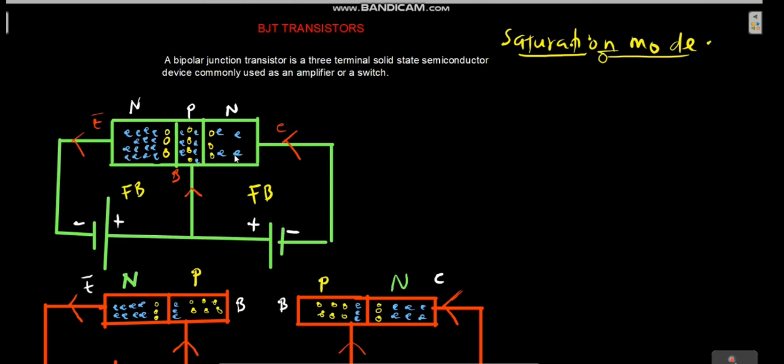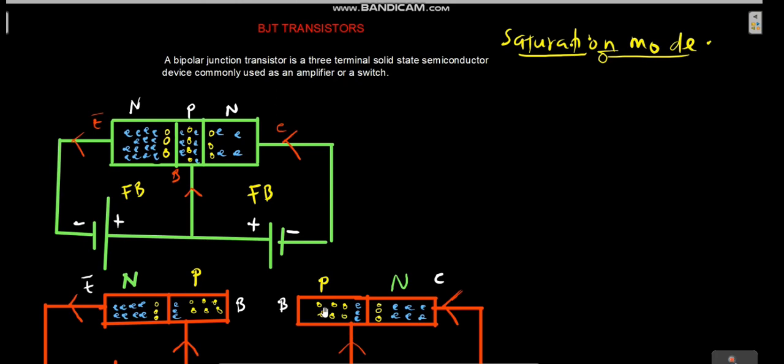Let's look at this. The transistor has two depletion zones. When you take this side, we have the N type, the P type, and then the N type material. So at the end, we have one depletion zone here, and another depletion zone here.